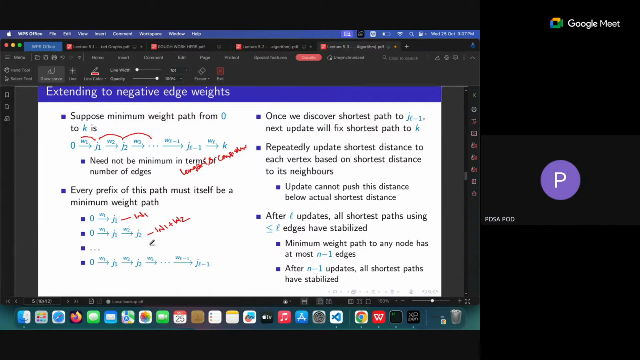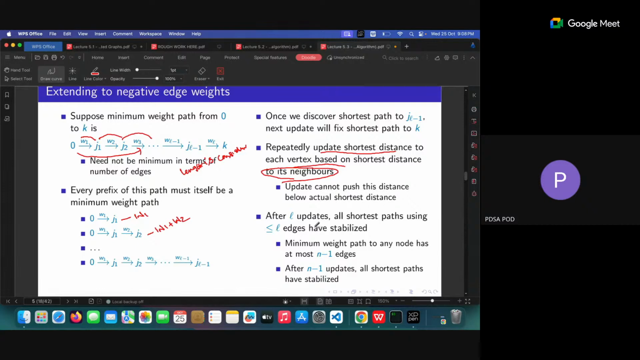So what do you know? You continuously update it. It does not mean that we fix it, like 0 to J1 is one path and J1 to J2. We directly move from 0 to W3 where you might have a shorter distance. That's what we are trying. So repeatedly, we update the shortest distance. For each vertex, based on the shortest distance, we consider all of its neighbors and try to figure out which is the shortest one.